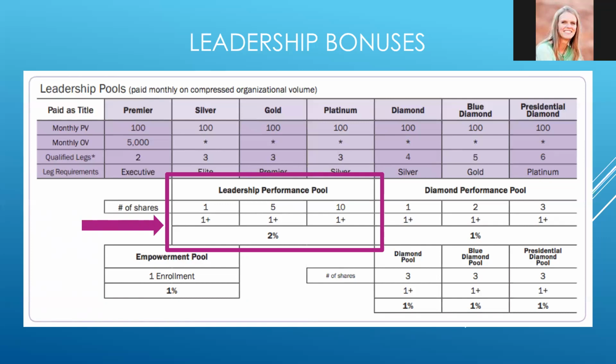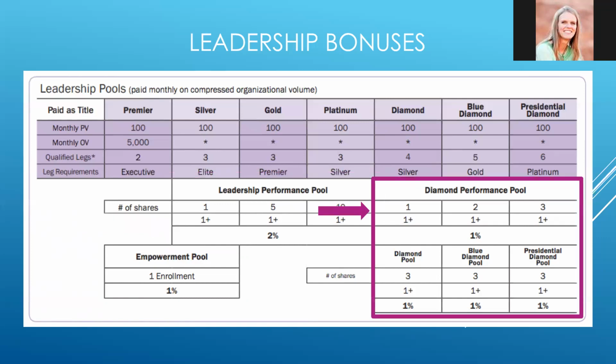And then just quickly, the diamonds, they also get 1% split up between the diamonds, blue diamonds, and presidentials. And then they have an additional diamond pool where doTERRA takes 1% of the company's profits exclusively for the diamonds, and then another 1% exclusively for the blue diamonds, and another 1% exclusively for the presidential diamonds. And they split those up for you to be able to get an additional bonus.